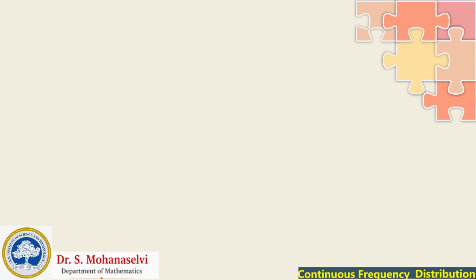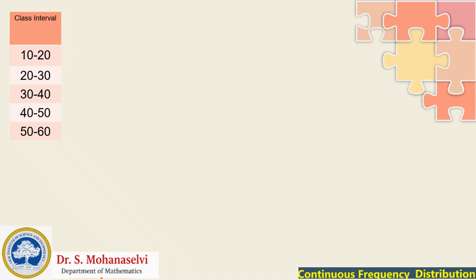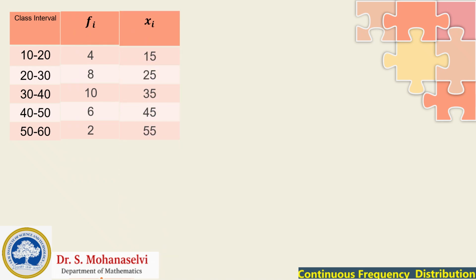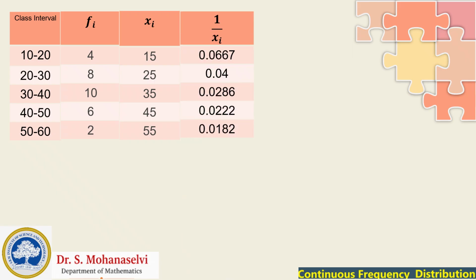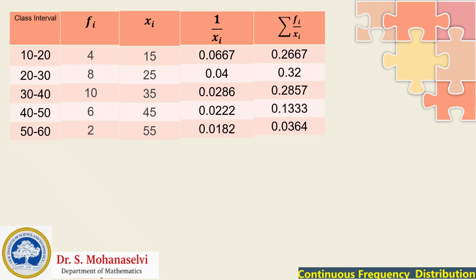Now let us complete the calculation of the harmonic mean for the grouped data. We first found the midpoint of each of the class intervals, and then we will find the reciprocals of the midpoints. Like 1 by 15 is equal to 0.0667, 1 by 25 is equal to 0.04. Then we multiply the corresponding frequencies with the reciprocals of the observations.